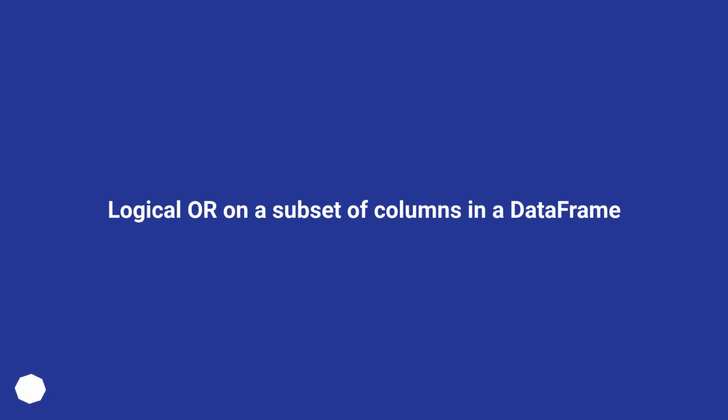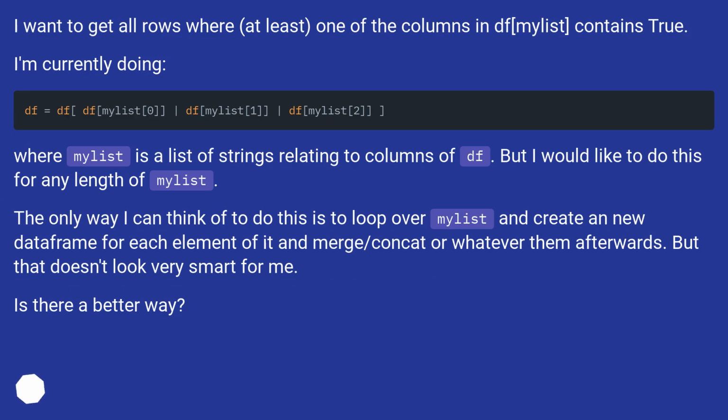logical or on a subset of columns in a data frame. I want to get all rows where at least one of the columns in df contains true. I'm currently doing this, where mylist is a list of strings relating to columns of df. But I would like to do this for any length of mylist.